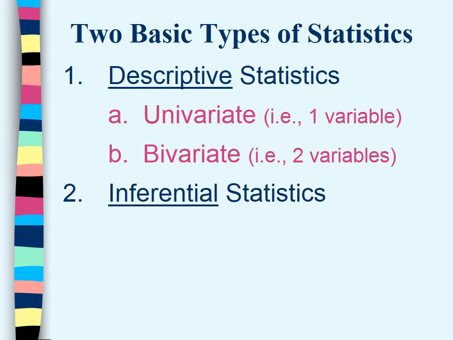Now, we have discussed descriptive statistics and how we would take what we've gathered and what we already know and display it, whether we're talking about univariate with one variable or bivariate with two variables. Now we're actually going to talk about inferential statistics, which is different because this is how we are actually implying some things about the data that we've gathered.